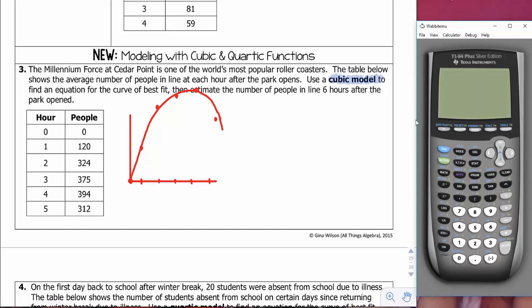So let's start by getting that equation. I'm going to go Stat, Calculate, and over to the right hand side. Because I want a cubic model, this is really all that changes in this lesson today. Instead of quadratic regression, we'll do cubic regression, so we're going to hit 6 instead of 5. Again, hit enter to calculate that regression equation, and there it is.